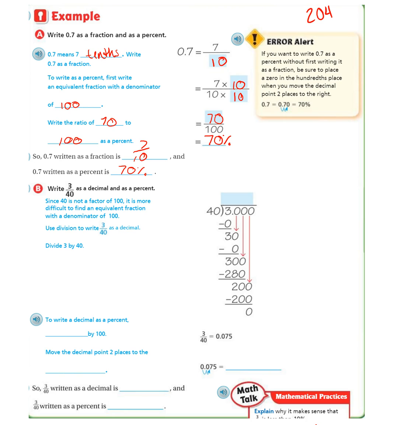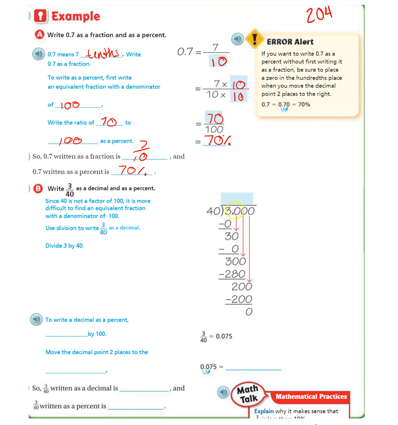All right, part B, write 3/40ths as a decimal and as a percent. Okay, since 40 is not a factor of 100, if we count by 40s, 40, 80, 120, we never land on 100. It's more difficult to find an equivalent fraction with a denominator of 100. It would have been nice if this would have been 50, but it wasn't. So we're going to use division to write it as a decimal. So we divide the denominator, 40, into the numerator, 3, and then we can just add a decimal and as many zeros as we need.